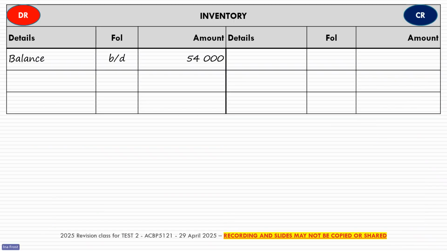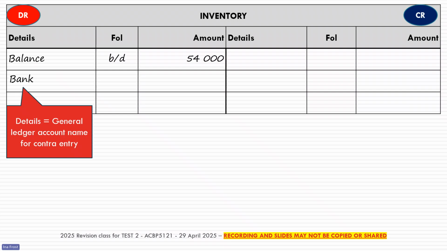Okay, so for example, I'm going to use inventory again, because we spoke about inventory a little bit earlier this morning when we looked at our 2 inventory systems. So we put in the opening balance of inventory, and say now we bought some inventory on cash. Then we're going to put it on the debit side, because it's now going to increase my inventory balance.